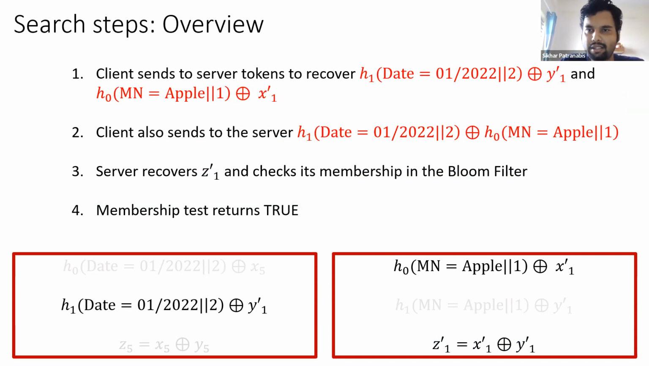And this it can do because it knows the date it is searching for and the merchant name it is searching for. What it doesn't know implicitly is what the corresponding join value is. But now we will rely on the fact that if you XOR all these three things, then you basically recover the Z1 prime, and you check its membership in the Bloom filter and you would actually get true, okay? Which would indicate that these are a pair of matching records which have the same join attribute value.